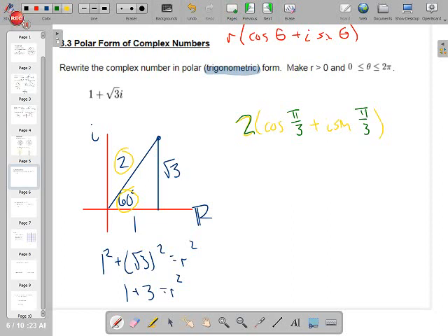The radius is positive, and the angle is between 0 and 2 pi. If you would have said negative 5 pi over 3, that's wrong, because it's not between 0 and 2 pi.